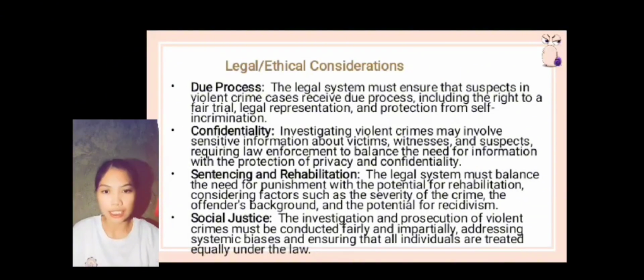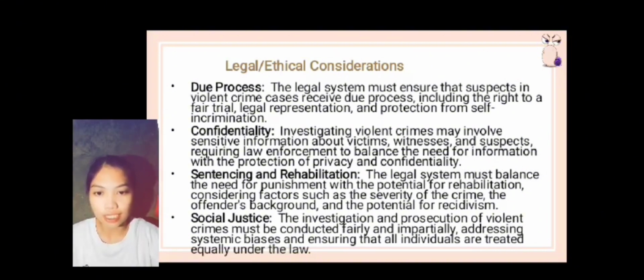Next is legal and ethical considerations. First, we have due process. The legal system must ensure the suspect in violent crime cases receives due process, including the right to a fair trial, legal representation, and protection from self-incrimination. It is a fundamental legal principle that ensures fairness and justice in legal proceedings.